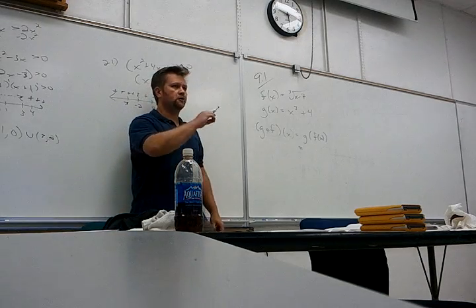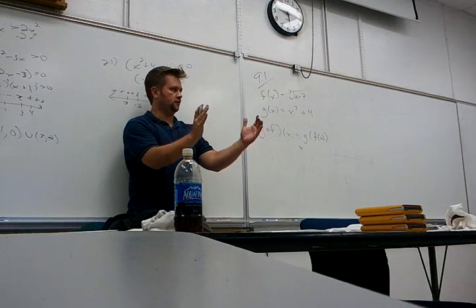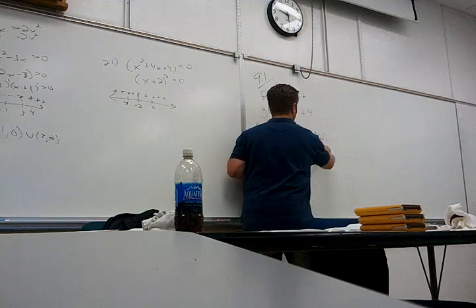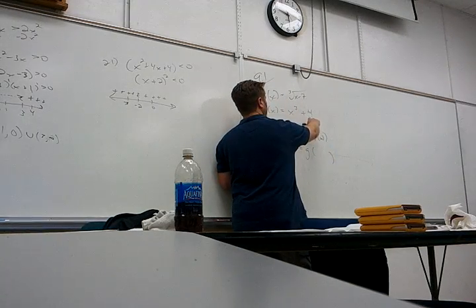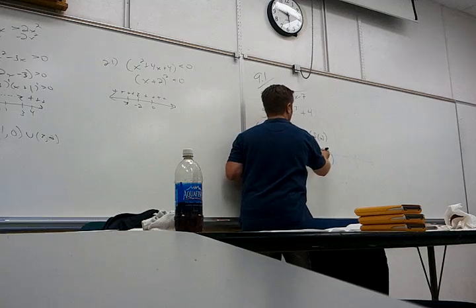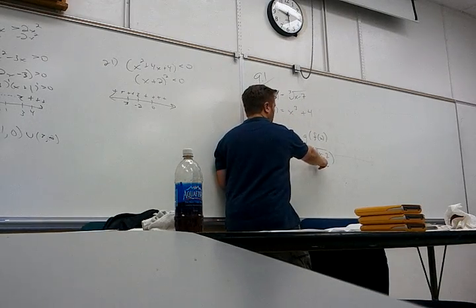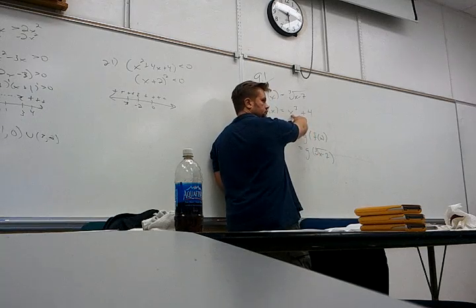So in algebra, where do you always start in a problem? You start on the inside, right? So what is it I'm putting into G? What is F? Cube root of x minus 7. And now this is telling me to put that whole thing inside G.